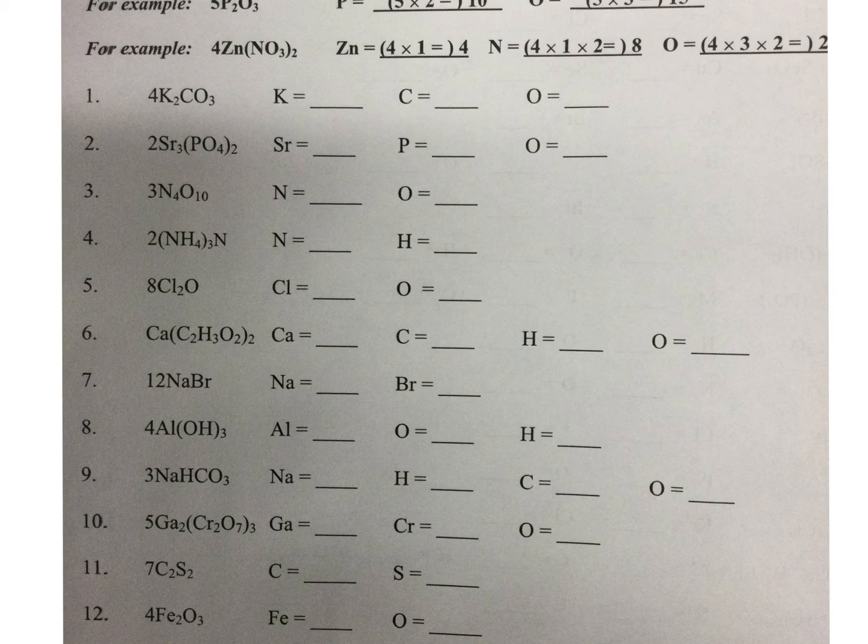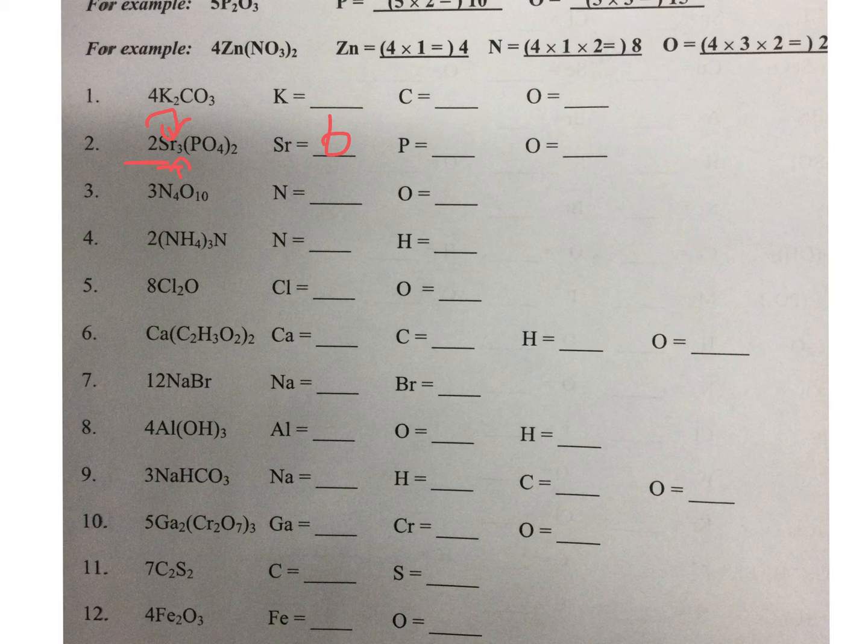Okay, let's go ahead and look at the worksheet that you have today. Go ahead and pick one and let's do it together. Number 2. Here you have strontium, and the subscript is a 3, but do I have a coefficient in front? Yes, so 2 times that 3 is going to give me how many? 6. So strontium's total is 6.